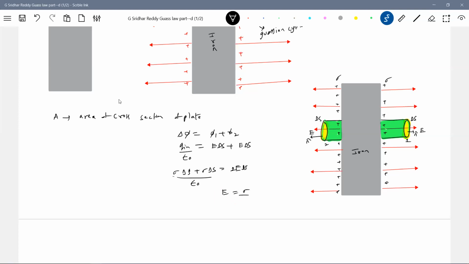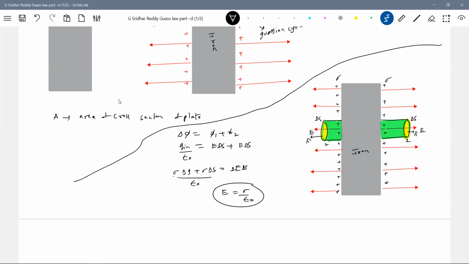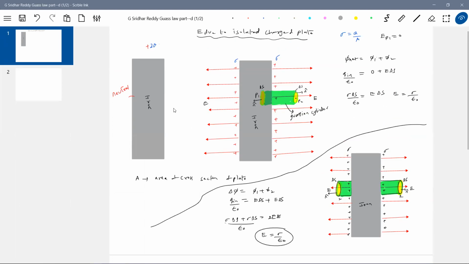When we solve it, both are the same, nothing wrong, both are the same. Why is flux sigma delta S? This cylinder is enclosing charge. Like the previous one, why there didn't you look at this cylinder? Is there any charge present here? There's no charge present here.